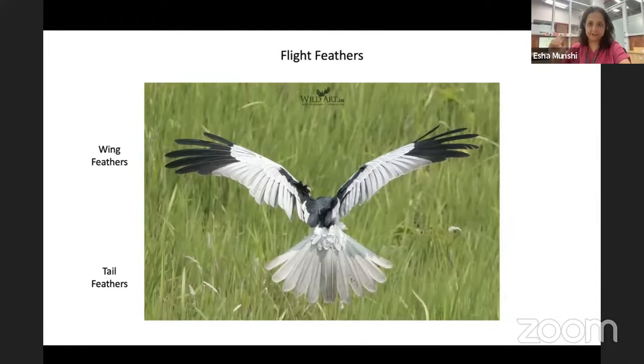So let's talk about flight feathers a bit. As it's pretty clear, there are wing feathers, which are in both the wings, almost identical on both the sides, and tail feathers. It's quite self-explanatory, but there are some tails or some wings which have special adaptations for various purposes, mostly for sexual selection. But yeah, this feather here is of a wire-tail swallow.